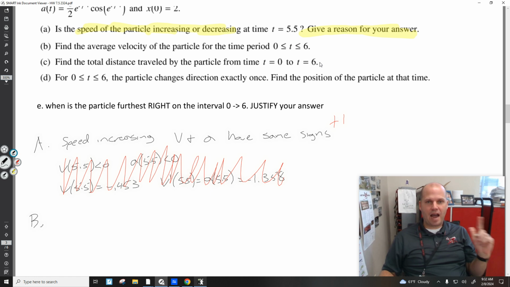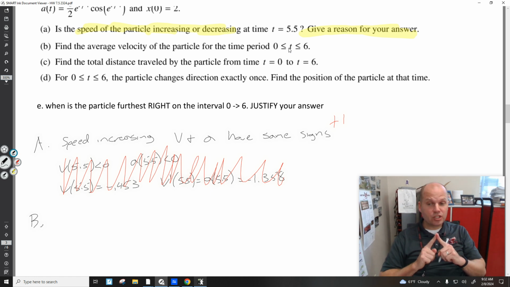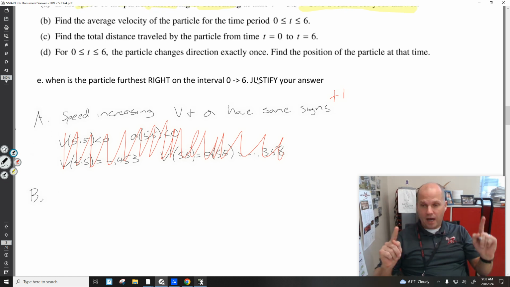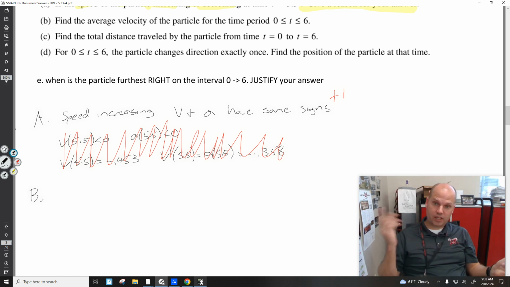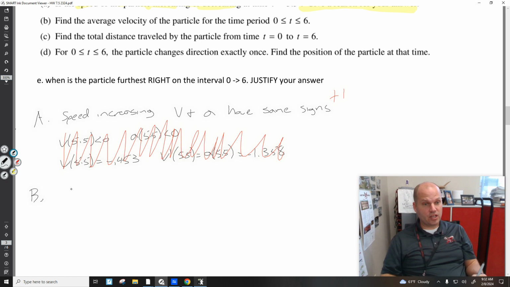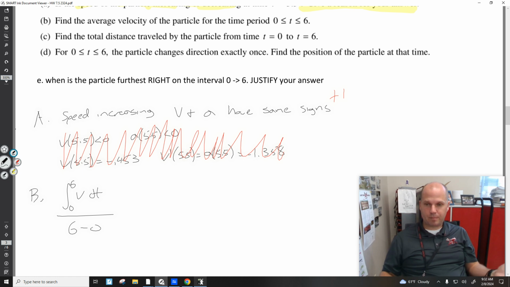Part B, find the average velocity. Are you asked to justify? Are you asked to give a reason? No, but you can't provide a naked answer. So what do we do? Well, again, remember it's a calculator question. Let's accumulate all of our velocities. You should have dt after this, but if you don't, they actually don't count it wrong, and divide it by 6. How do I find this with a calculator?